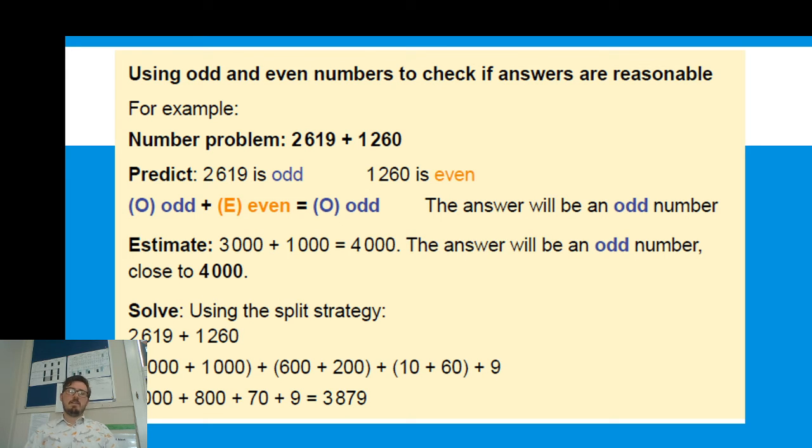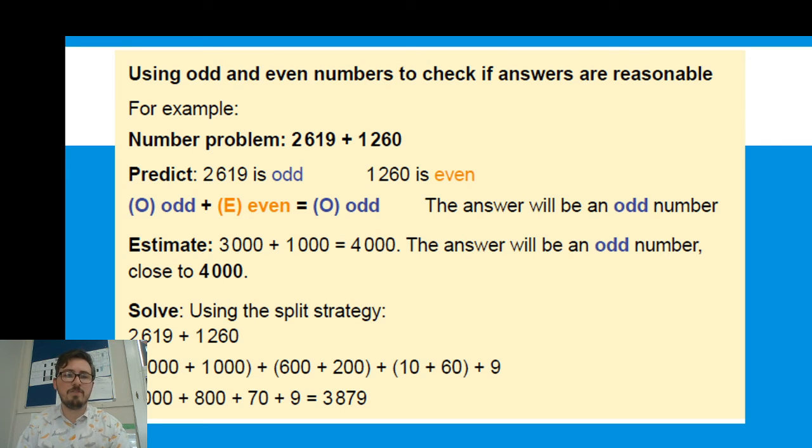Now I estimate. 2,619 is fairly close to 3,000. 1,260 is fairly close to 1,000. So the answer is going to be somewhere around 3,000 plus 1,000, which is 4,000. And the answer is going to be an odd number, and it's going to be close to 4,000. So that gives us an idea. So if we get an answer like 9,220, then we know that we're way off. We need to try it again.